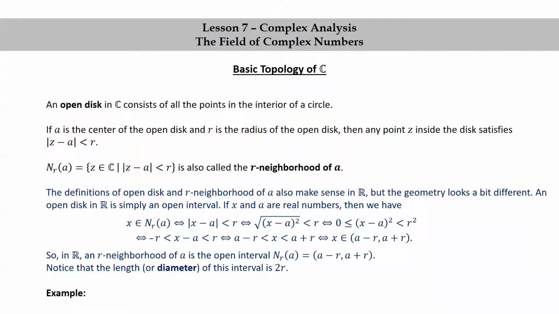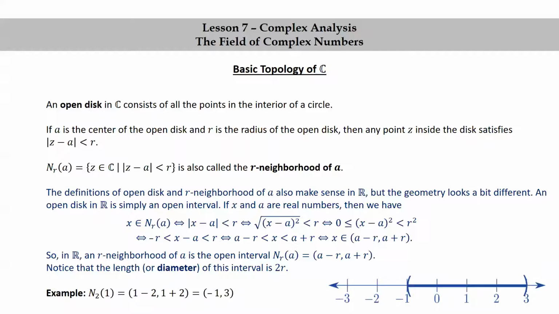Let's look at an example in R. The 2 neighborhood of 1 is the open interval from 1 minus 2 to 1 plus 2, or equivalently, the open interval from negative 1 to 3. Here's a graph showing this. You can see we have the open interval from negative 1 to 3. The center is 1, and the distance from the center to one of the endpoints is 2.